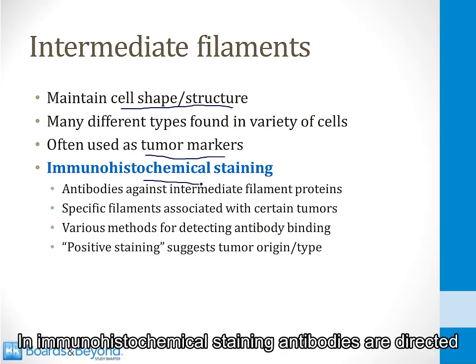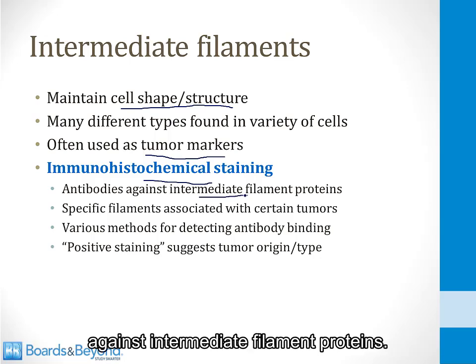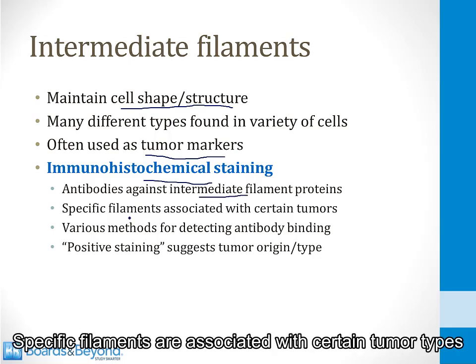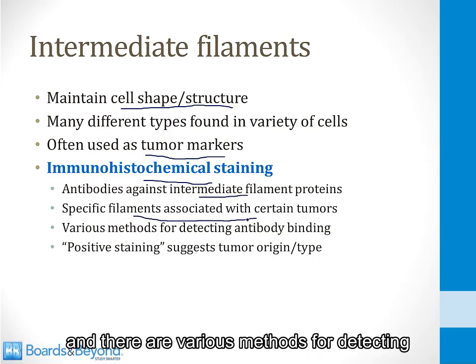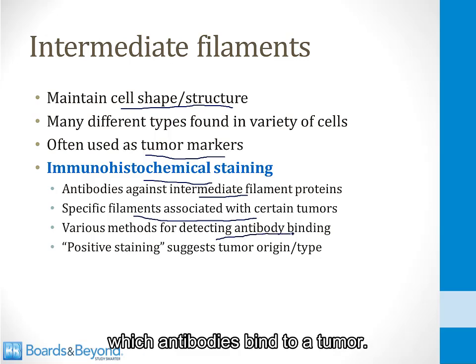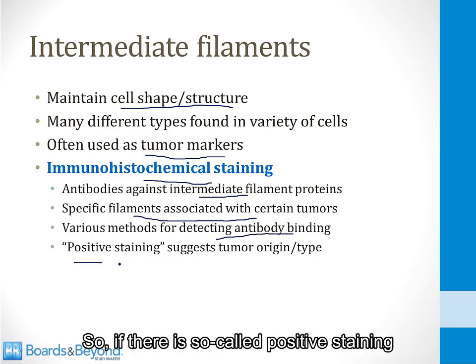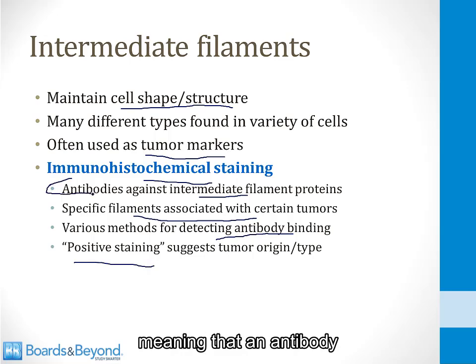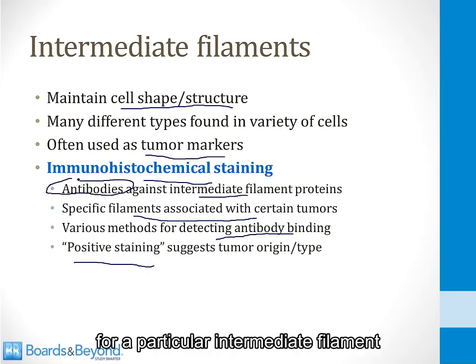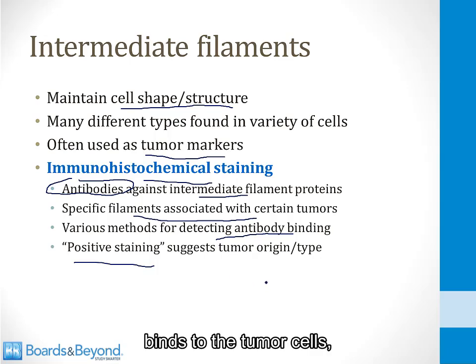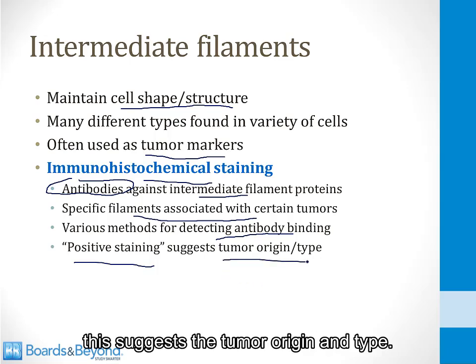In immunohistochemical staining, antibodies are directed against intermediate filament proteins. Specific filaments are associated with certain tumor types, and there are various methods for detecting which antibodies bind to a tumor. So if there is so-called positive staining, meaning that an antibody for a particular intermediate filament binds to the tumor cells, this suggests the tumor origin and type.